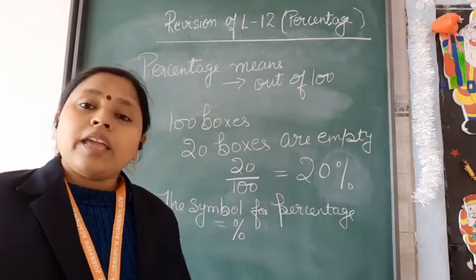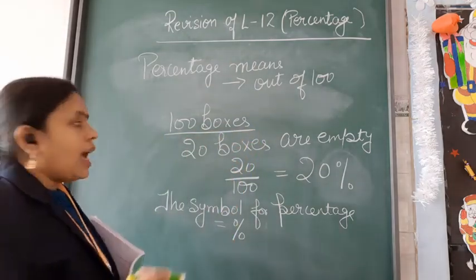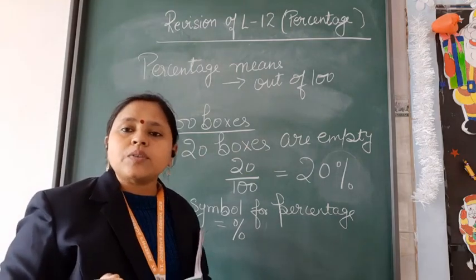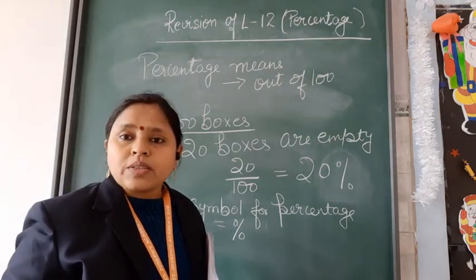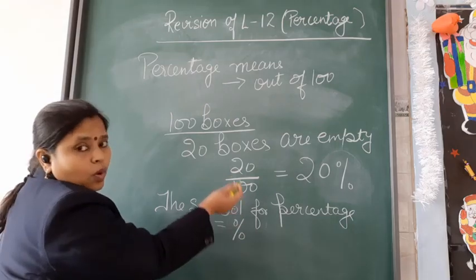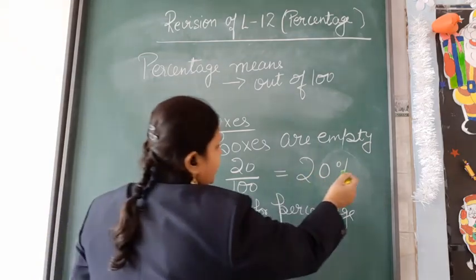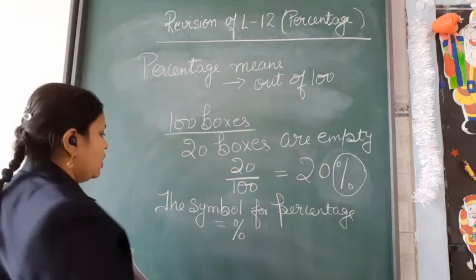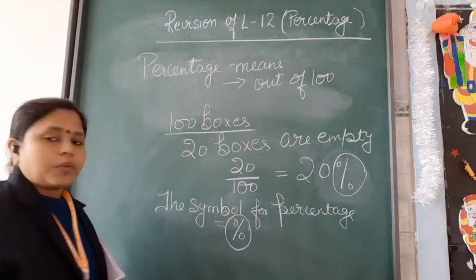For example, if I say that there are 100 boxes, and 20 boxes are empty, that means out of 100 boxes, 20 boxes are empty. So what is the percentage of boxes which are empty? Well, it is 20 out of 100, or 20 divided by 100, which is equal to 20%. And children, this is the symbol of percentage.